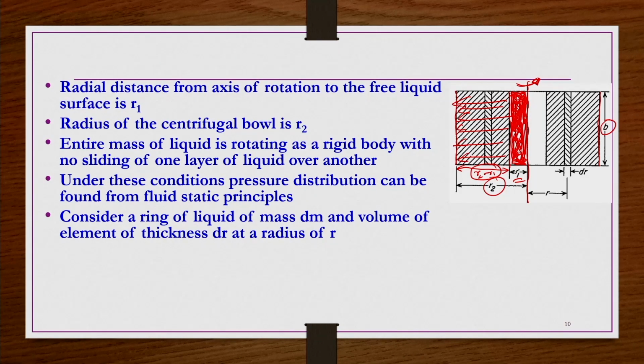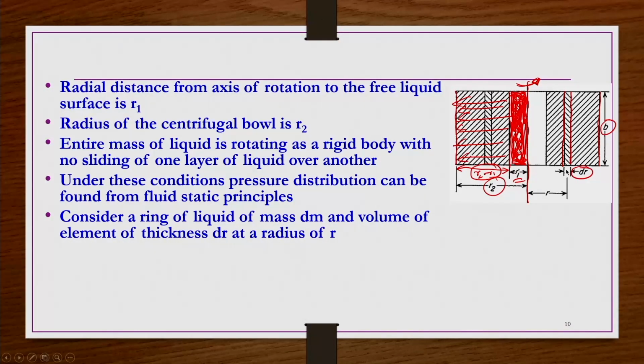Now, consider a ring of liquid. Within this liquid, we cannot say a layer, because now it is the centrifugal bowl, and the entire bowl surface is attached with a liquid layer, forming a static liquid without any sliding of one liquid layer over another. So, it is a centrifugal bowl rotating at very high speed.